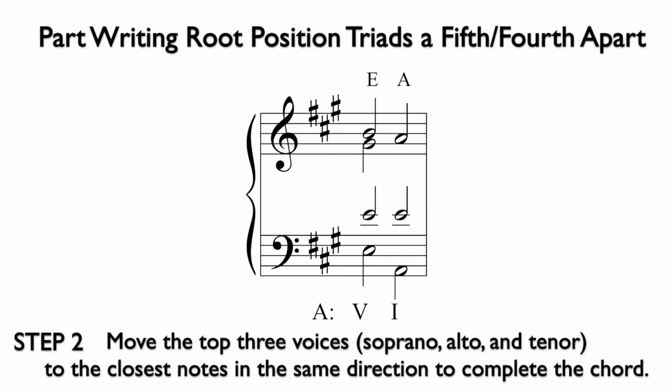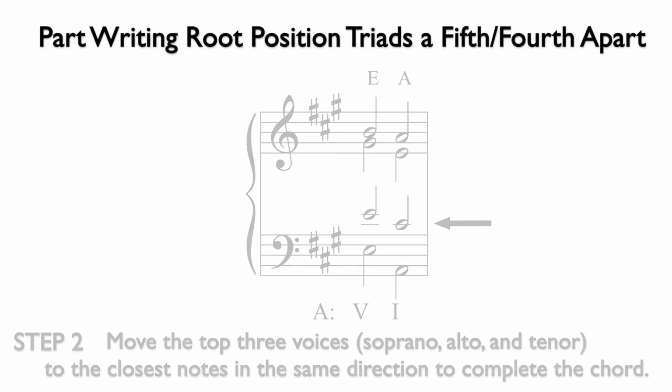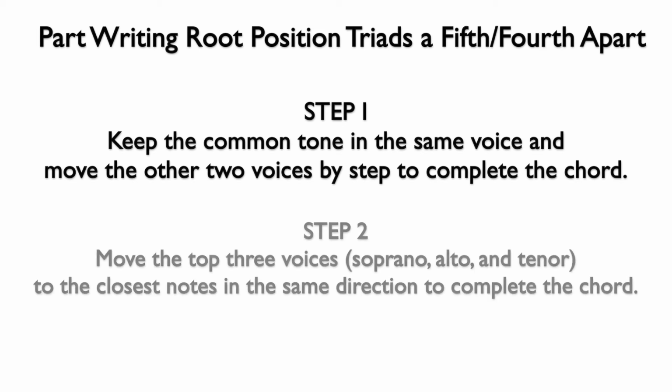The G sharp in the alto will move to E, the closest note of the A chord moving down, and the E will move to the C sharp, the closest note of the A chord moving down. In general, when voicing root position triads that are 5th/4th apart, we can use step 1. In the case that step 1 does not create a proper voicing, move on to step 2.